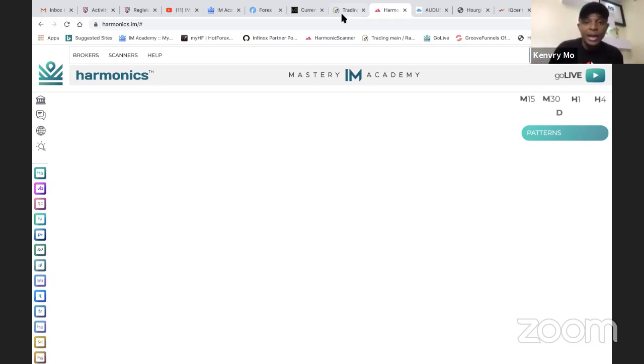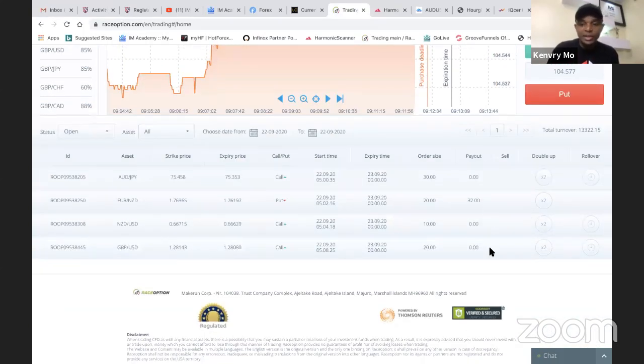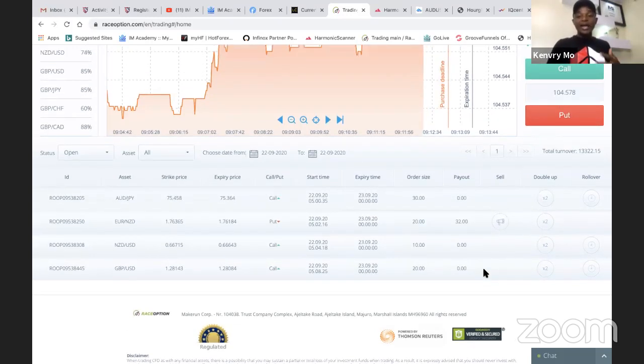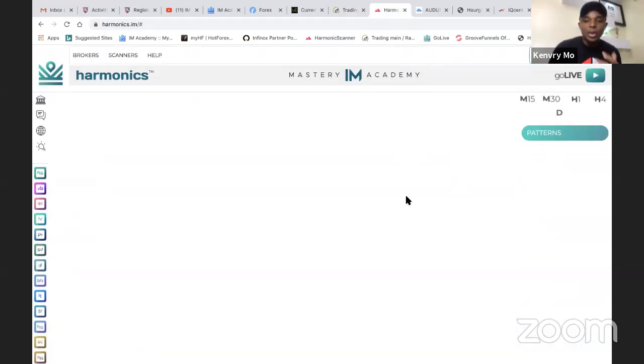You can see I'm running some trades in a day. It just came into negative right now. This is daily. So one is in profit, two were actually in profit, but this is daily. I use the harmonic scanner and you also can know how to do that.